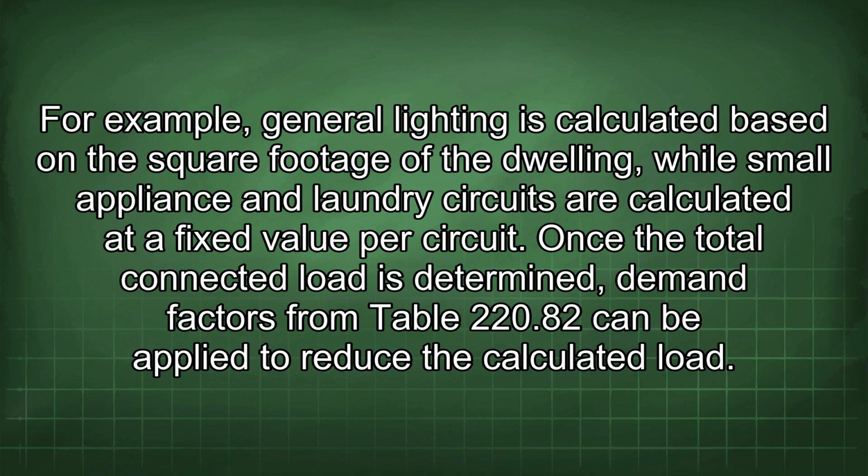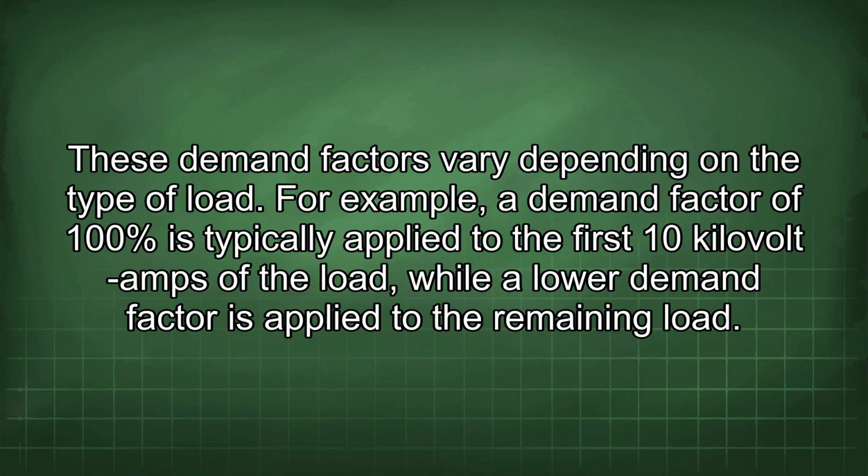Once the total connected load is determined, demand factors from Table 220.82 can be applied to reduce the calculated load. These demand factors vary depending on the type of load. For example, a demand factor of 100% is typically applied to the first 10 kVA of the load, while a lower demand factor is applied to the remaining load.